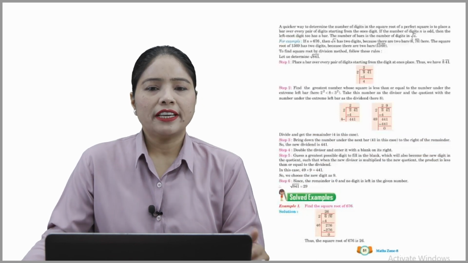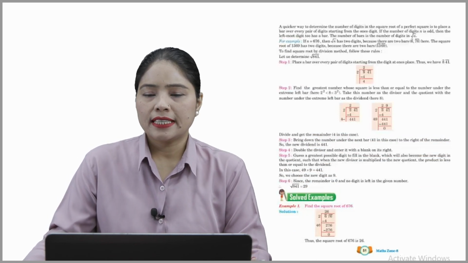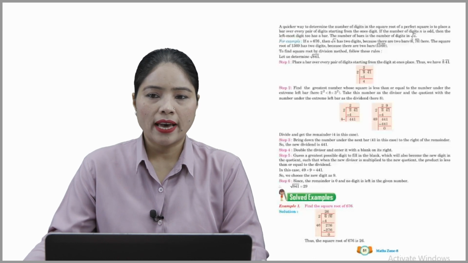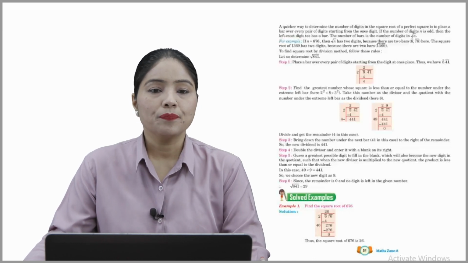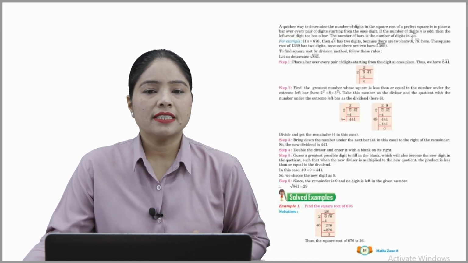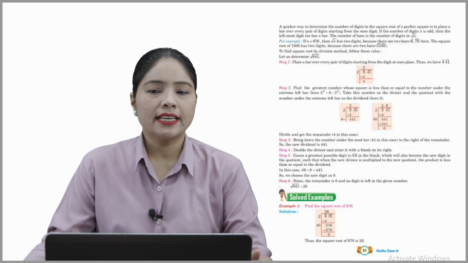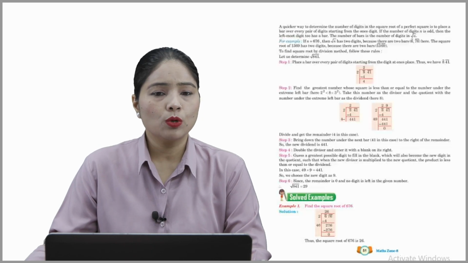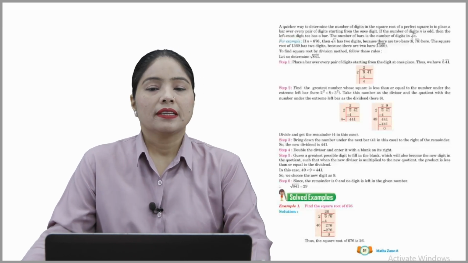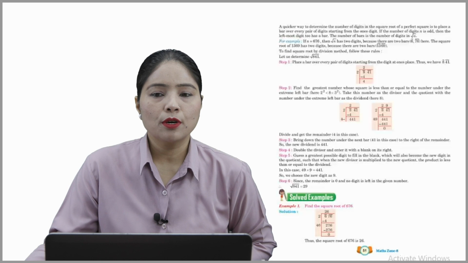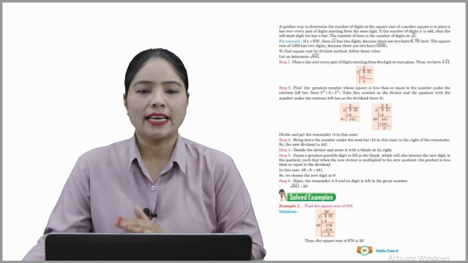Another way to determine the number of digits in the square root of a perfect square is to place a bar over every pair of digits starting from the ones digit. If the number of digits n is odd, then the leftmost digit has a bar. The number of bars is the number of digits in the square root of n.